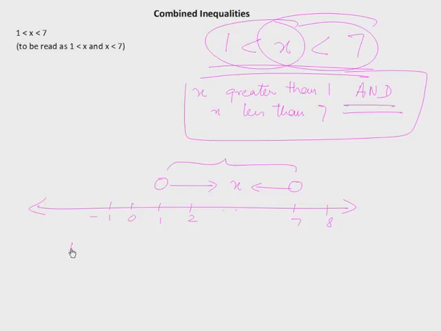If the inequality was 1 less than or equal to x less than 7, then I would include 1 in the solution and I would fill this circle up. The 1 circle would be filled to denote that x can equal 1 too. Of course, if the inequality was 1 less than or equal to x less than or equal to 7, then it could equal 7 too. So I would fill up the 7 also, and so on.